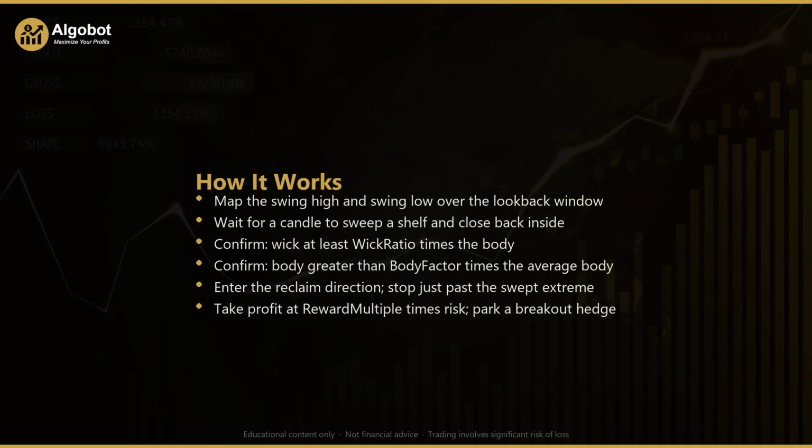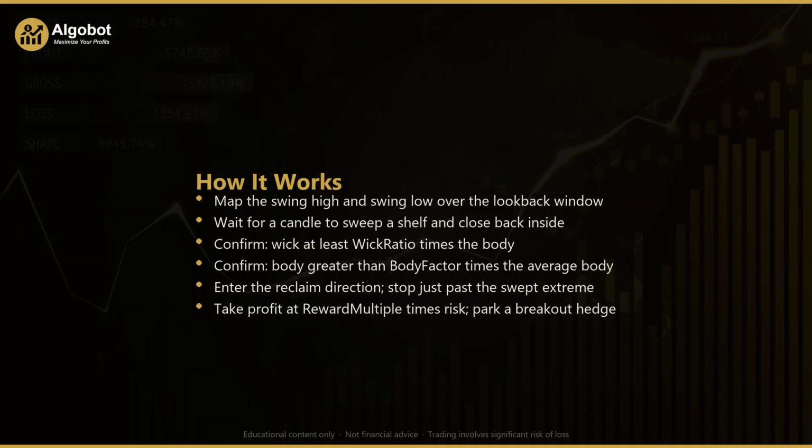The short setup mirrors this exactly. The signal candle's high pokes above the swing high, but closes back below it, with a dominant upper wick and a bearish close, plus the same conviction filter. The entry is at the current bid, the stop sits just above the swept high, and the target is again the reward multiple times the risk.